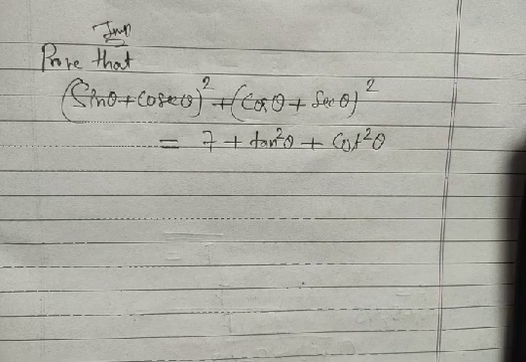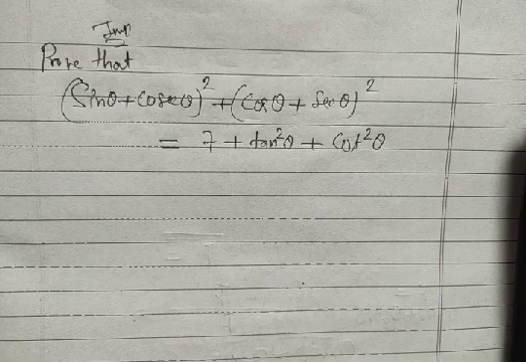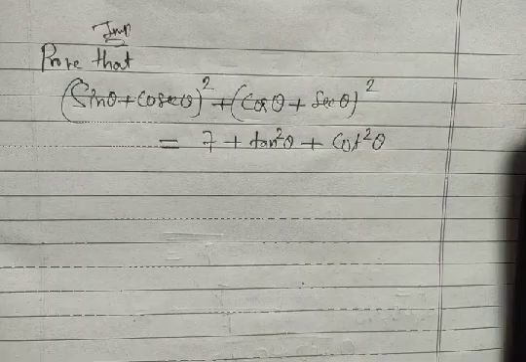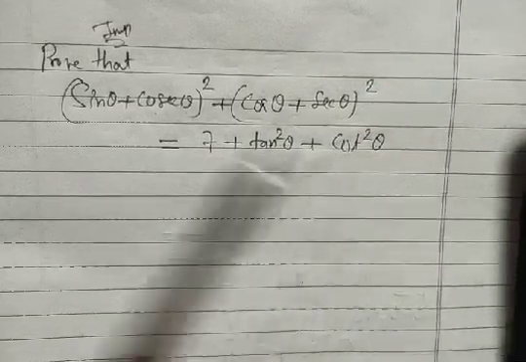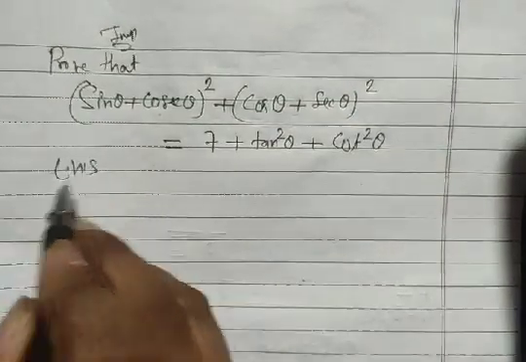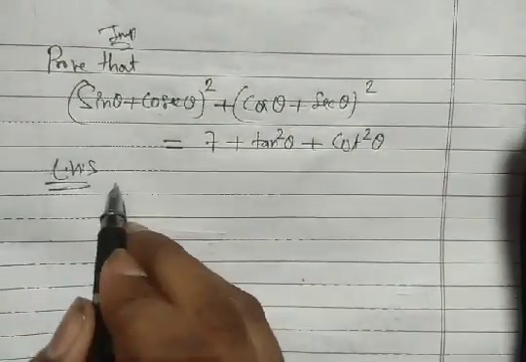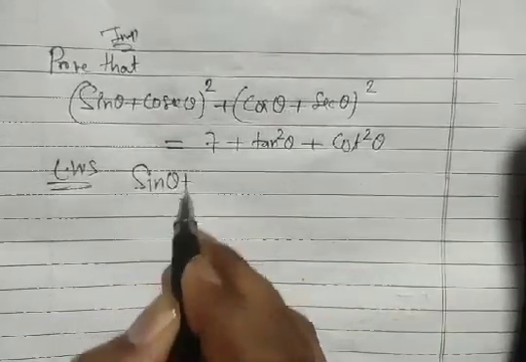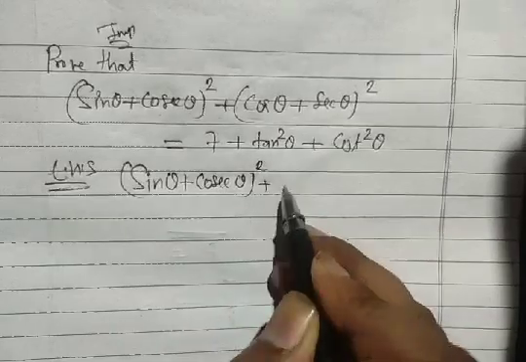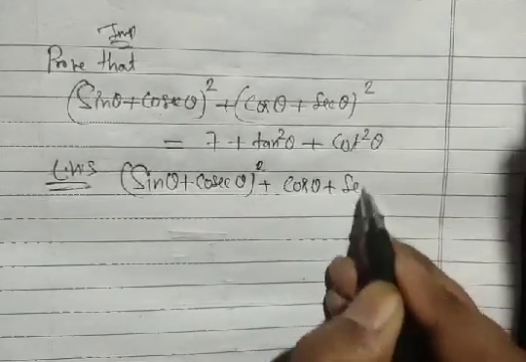Now what do we do? Again I am telling you, we select the side which is larger. We see that our left hand side is larger than our right hand side. We can expand our left hand side easily. It is very difficult to start with the right hand side to get the left. Then we start with our left hand side. What is our left hand side? We have (sin theta plus cosec theta) whole square plus (cos theta plus sec theta) whole square.